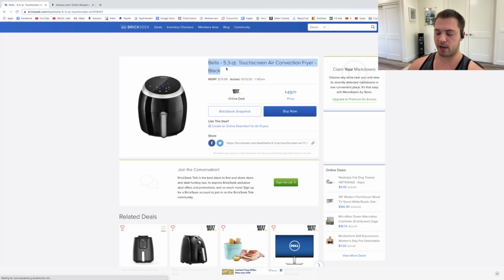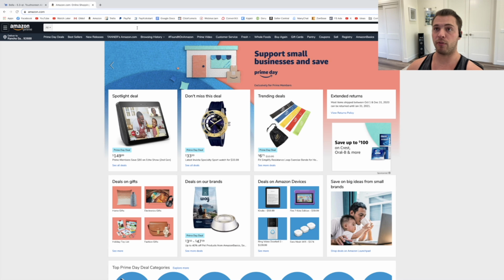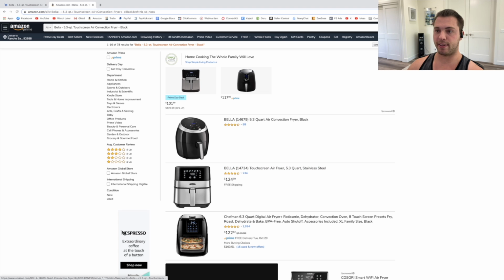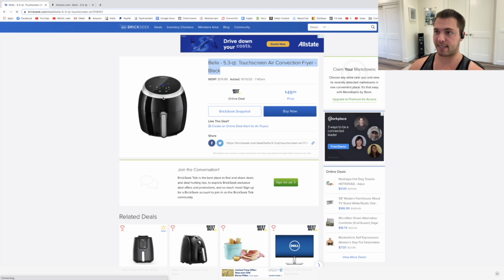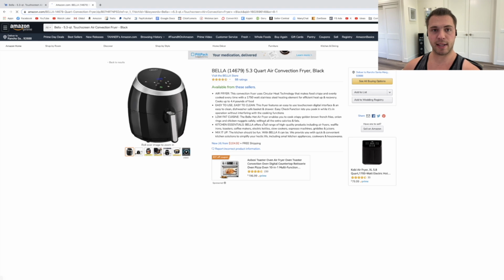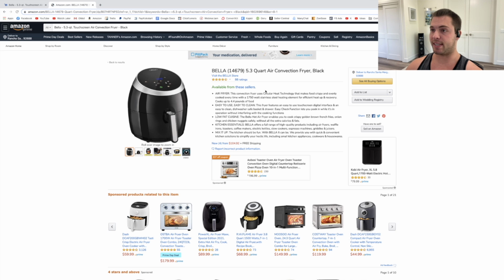So what I'm going to do is I'm going to copy this title. I'm going to take it over to Amazon. I'm going to search, and we're going to find this exact item. We want to make sure it's the exact same thing. So it looks like it is 5.3, has that little handle, looks the same to me. We're going to click on this listing, and we're going to see what it is selling for.